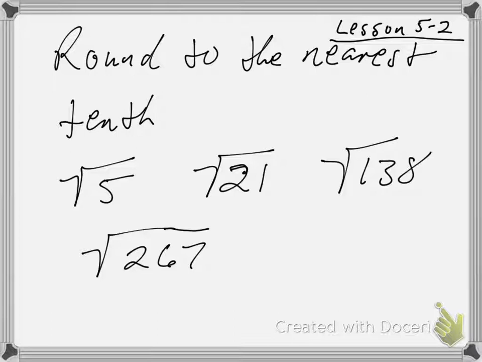Should not take you too long. You've got a minute on the clock. Wait, is that 7 divided by those numbers, or is that the square root of 5, 21, 138, and 267?